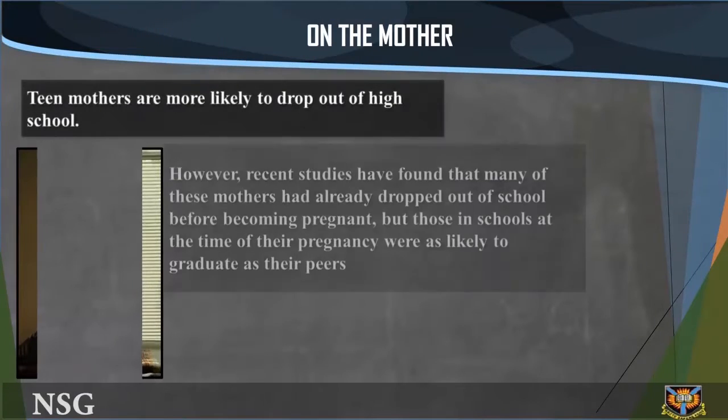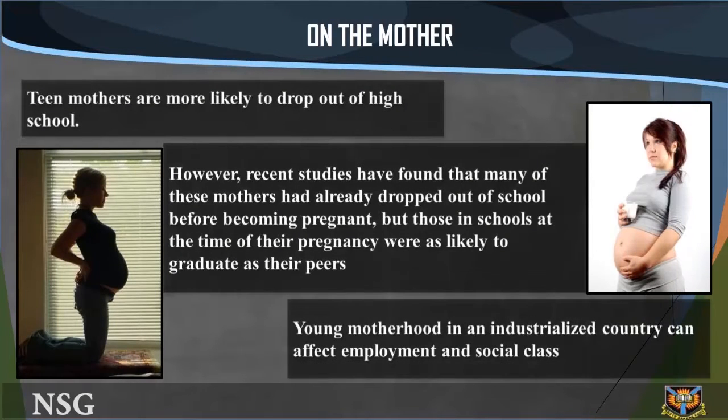On the mother, being a young mother in an industrialized country can affect one's education. Teen mothers are more likely to drop out of high school. However, recent studies have found that many of these mothers had already dropped out of school before becoming pregnant. But those in school at the time of their pregnancy were as likely to graduate as their peers.